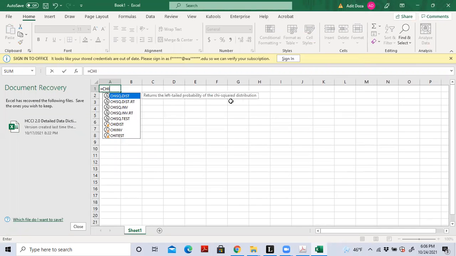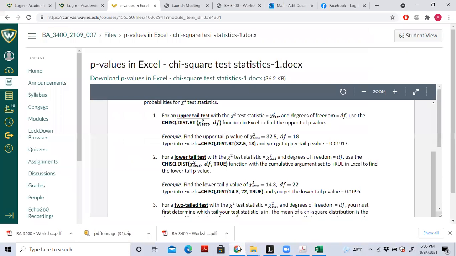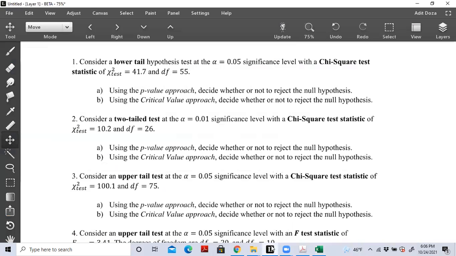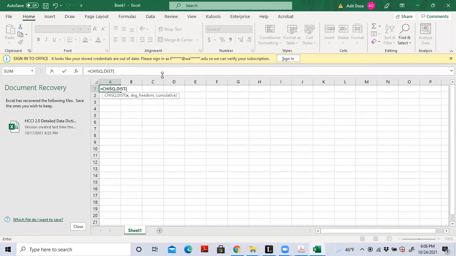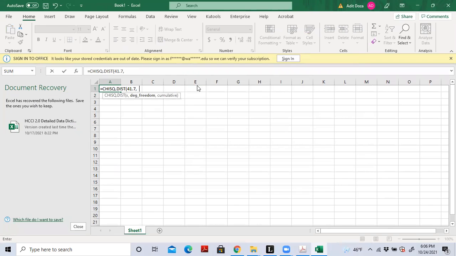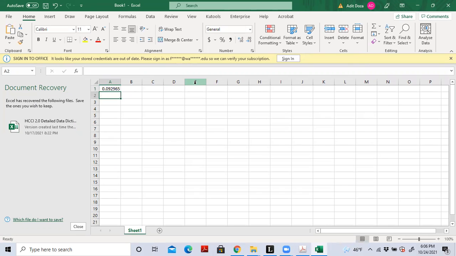So the function is chi-square dot dist, because it's a lower tail. Then you put the chi-square value. What is the chi-square value in our case? 41.7. What's the degree of freedom? 55. And then true. It will give us the p-value. So we got the p-value in Excel.